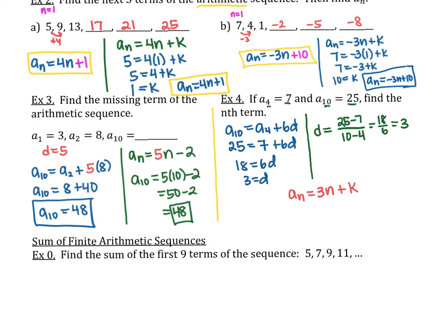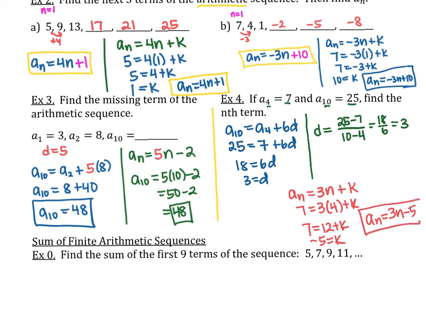Okay, I can use the 4th term or the 10th term to figure this out. I'm going to use the 4th term. Okay, so the 4th term is 7. And because it's the 4th term, n is 4. Okay, so my formula for a_n is 3n minus 5.